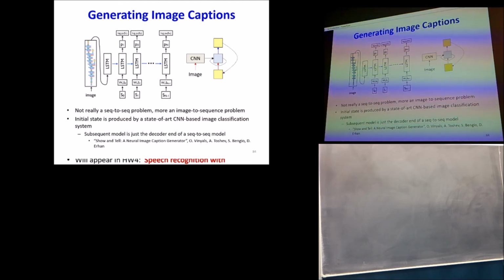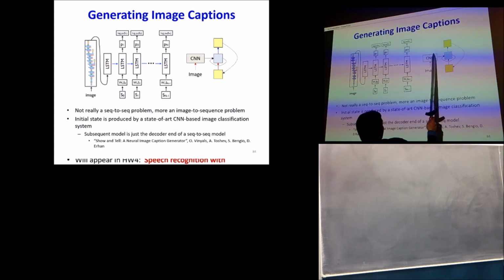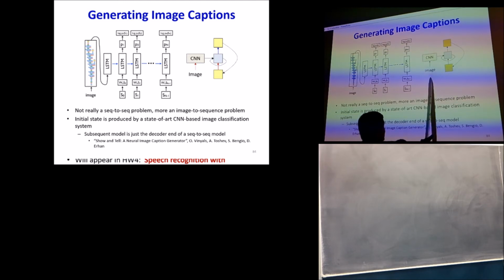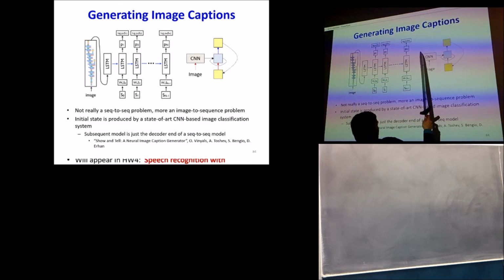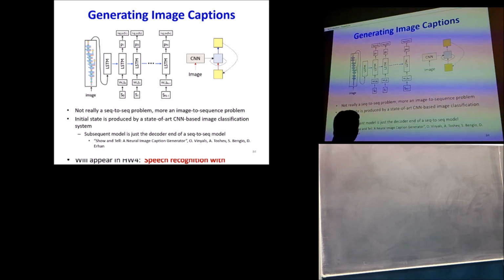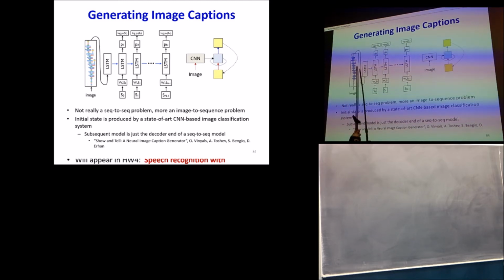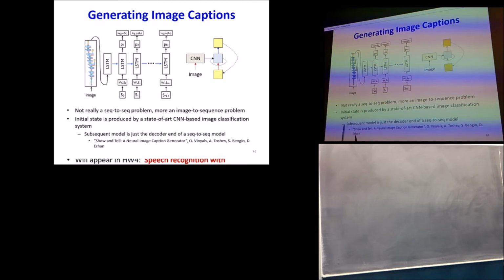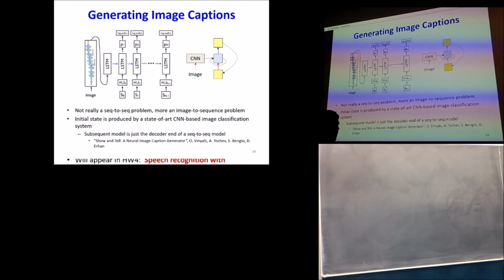Here's an instance of a different problem, generating image captions. This is not really a sequence-to-sequence problem. This is more like an image-to-sequence problem. But the only difference here is that instead of producing an encoding from a text sequence, the encoding is now being produced by an image analyzer, a CNN, which is then fed to the decoder, which produces a word sequence. So here you have two components. The first one is the convolutional neural network, which processes the input and produces an embedding. And then you have the decoder, which uses the embedding to produce a word sequence.